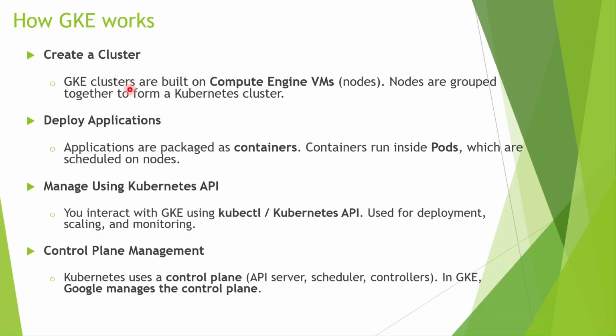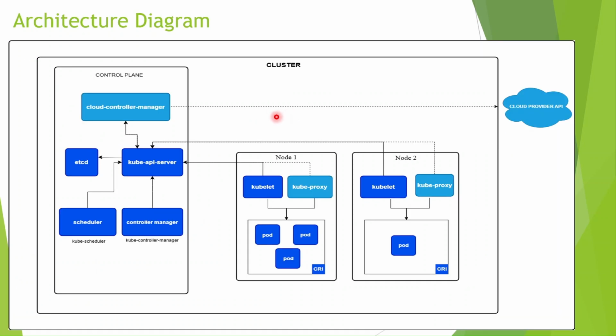Now when you create a cluster, GKE clusters are built on Compute Engine VMs, or we can say nodes, and nodes are grouped together to form a Kubernetes cluster. Whenever you create a cluster, if you go to Compute Engine, you will find multiple VMs there, and those VMs are inside an instance group.